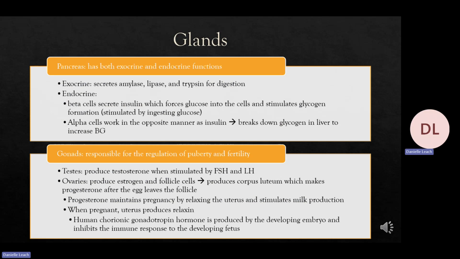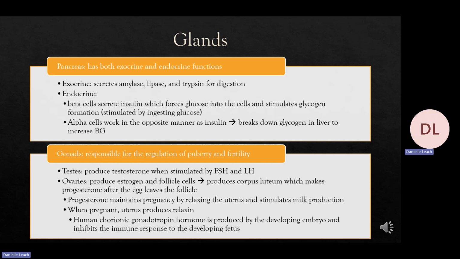The pancreas has both exocrine and endocrine function. Exocrine function consists of secreting amylase, lipase, and trypsin for small intestine digestion. And endocrine function consists of beta cells secreting insulin, which forces glucose into the cells and stimulates glycogen formation. This is independent of any pituitary control and is stimulated by the ingestion of glucose. Alpha cells work in the opposite manner as insulin. They break down glycogen in the liver to increase blood sugar.